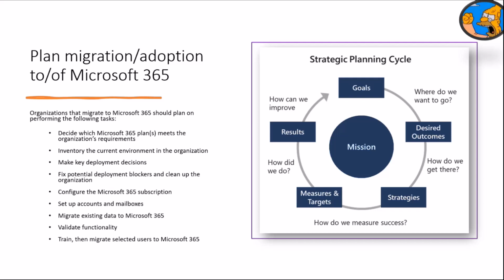So once we determine what our specific goals are, why we would actually embark on this journey, we need to also decide where we want to go. What are the desired outcomes of whatever set of activities we need to plan and do? Then we need to figure out how we get there. What are the specific strategies we're going to implement?